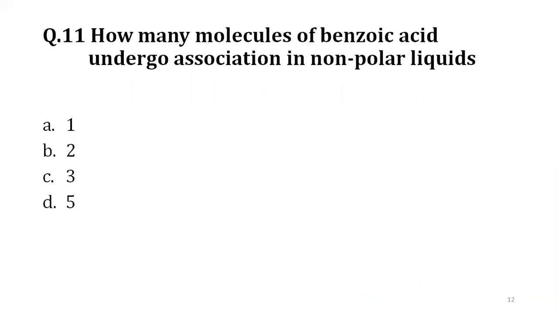Question number 11. How many molecules of benzoic acid undergo association in nonpolar liquid? Option A is 1, option B is 2, option C is 3, and option D is 5. So you guessed it right from the diagram, that is the partition coefficient. The correct answer is B, that is 2. So a dimer of benzoic acid molecules will form in most of the nonpolar liquids.